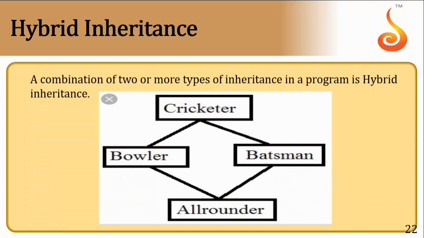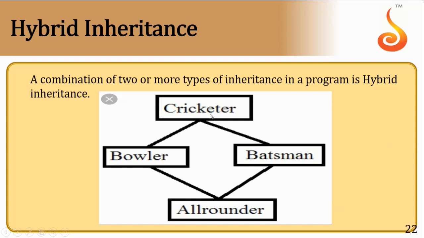Next is hybrid inheritance, a combination of two or more types of inheritance. That is, if you have more than one type of inheritance in a program, such type of inheritance is called hybrid inheritance. Getting it?